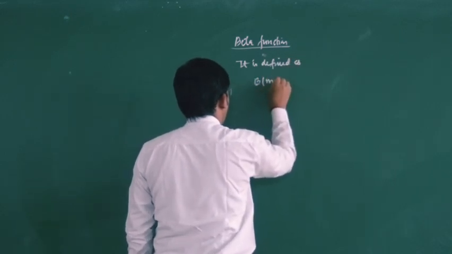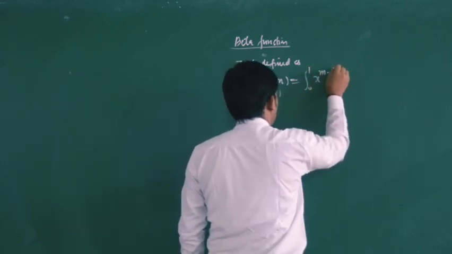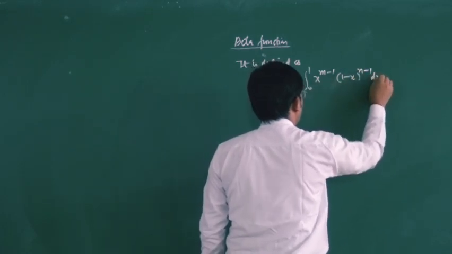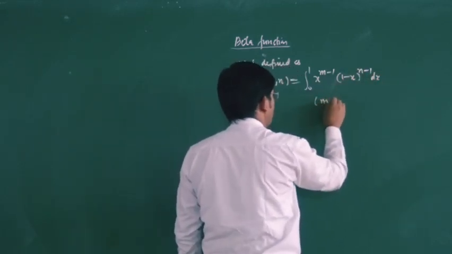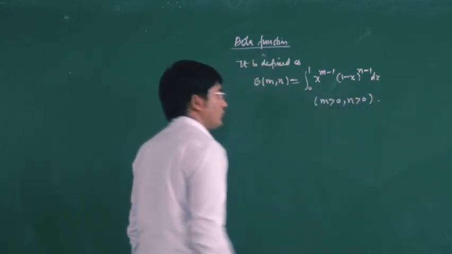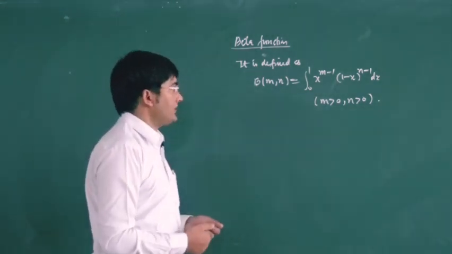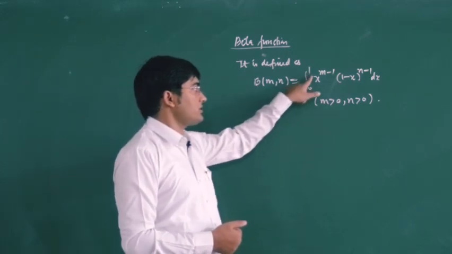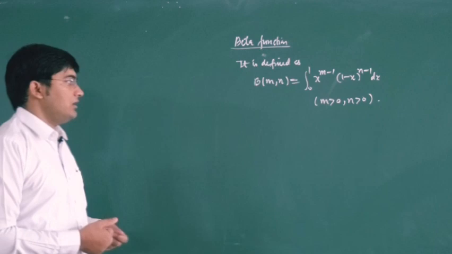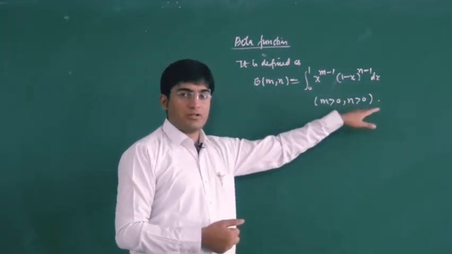Beta m comma n is equal to integral 0 to 1 x power m minus 1 (1 minus x) power n minus 1 dx. And for the convergence of this integral, let us assume m and n greater than 0. Only then this integral will converge. You can see that this is an improper integral, and for the convergence of this integral, let us assume that m is greater than 0 and n is greater than 0.